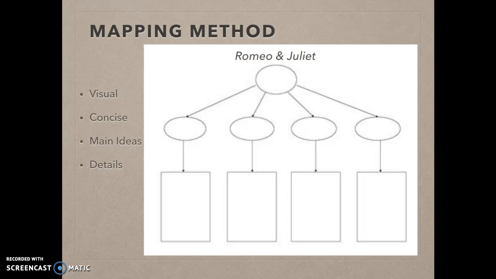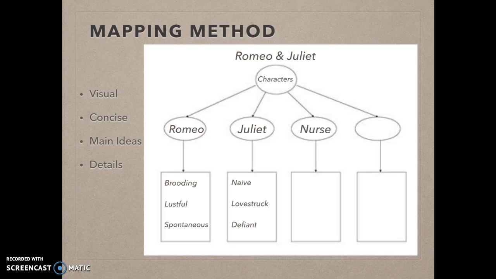So as an example, let's take Romeo and Juliet. Let's say we're taking notes over the characters. So characters will be your main point here. Then your subpoints will be the different characters. So the first one here will be Romeo. Then you'll want to go into details about Romeo's character. So you'll write those below that. Then you'll move on to your next subpoint. In this case, it is Juliet, and you'll give details about her. And so on and so forth until you have written about all the different characters you want to.